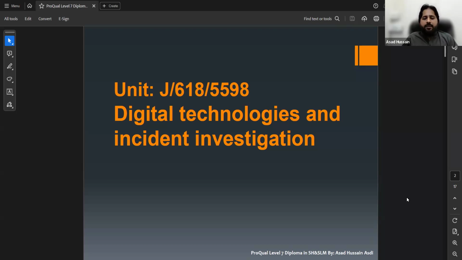or accident. So before going to the first learning outcome, this unit consists of 7 learning outcomes and 23 assessment criteria. So if the candidates who are doing this qualification are aiming to achieve this unit pass, they have to pass all the assessment criteria of this unit. If they want to complete this unit, they have to complete all the 23 assessment criteria.